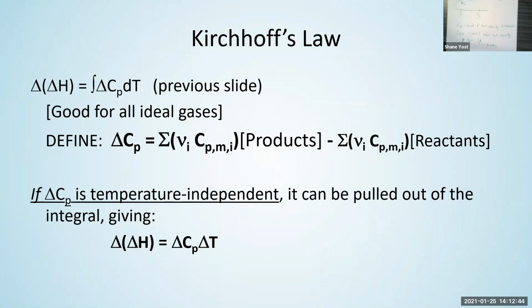And then again, the V sub I here is a stoichiometric coefficient. So if your reaction was 3H2 plus N2 going to 2NH3, the stoichiometric coefficient for H2 would be 3, N2 would be 1, and NH3 would be 2. That's the ammonia formation reaction. So the V sub I would just be the stoichiometric coefficients for your products and your reactants. Other questions about this formula?